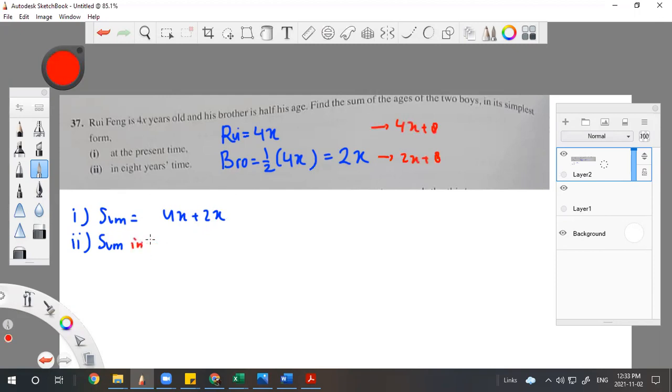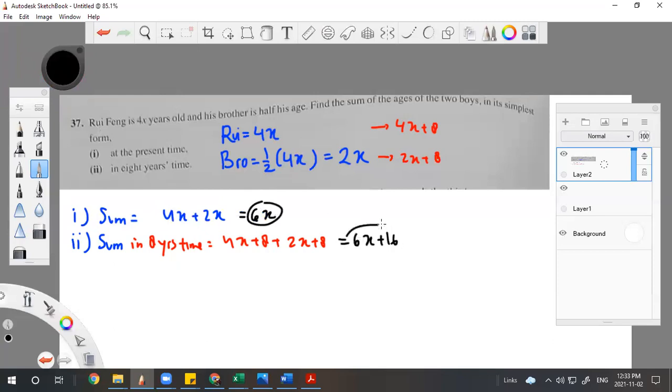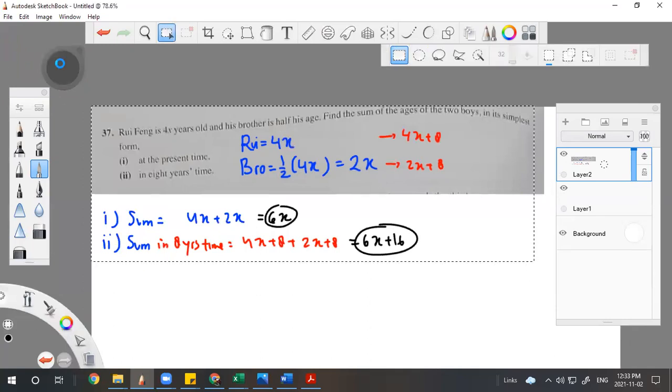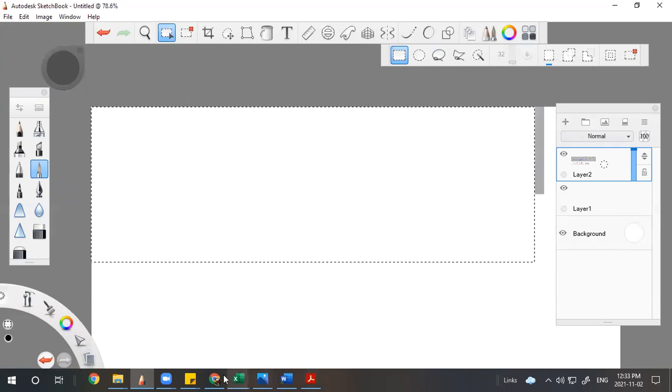Berarti 4x plus 8 tambah 2x plus 8. And baru simplify, sorry, I lupa simplify. Ini jadi 6x plus 16. Gitu dong. Ya. Gimana? Any question so far? No question? Oke, number 37 is done. Oke, nice. Ini gampang ya, karena word problemnya masih nomor 1. The first word problem.